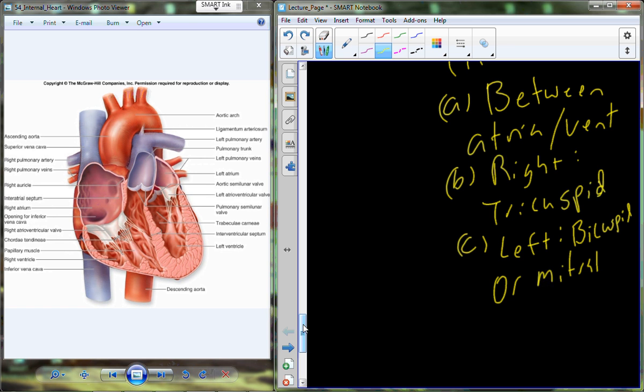Now, in order to remember these, here's a trick. It doesn't work so well for me anymore because I'm 35, but it will work well for you because you are close to being 23 years old. If you hold up your fingers so that you can read 23, you know exactly which cusps are on which side. On this side there are three cusps, on this side there are two. So tricuspid is on the right, bicuspid or mitral is on the left. Hold it up so you can read 23, not 32.